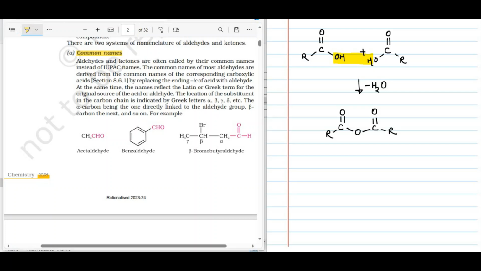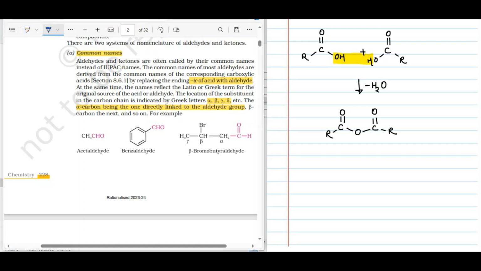The common names of most aldehydes are derived from the common name of the corresponding carboxylic acid by replacing the ending "ic" of the acid with aldehyde. At the same time, the name reflects the Latin or Greek term of the original source of the acid or aldehyde. The location of the substituent in the carbon chain is indicated by Greek letters alpha, beta, gamma, delta, etc. The alpha carbon is the one directly linked to the aldehyde group, beta carbon next, and so on.